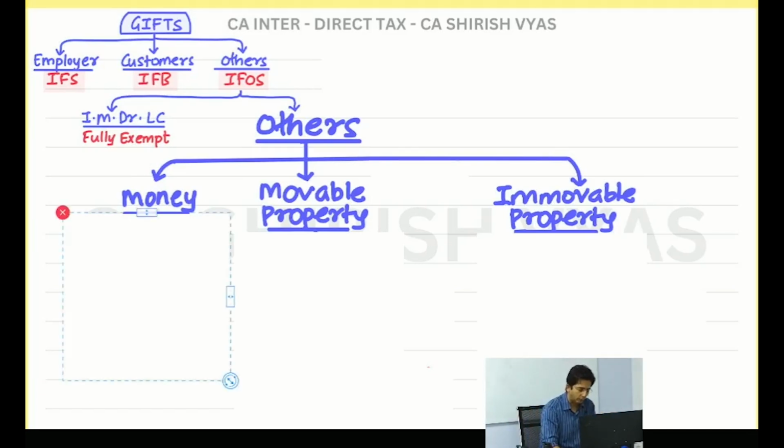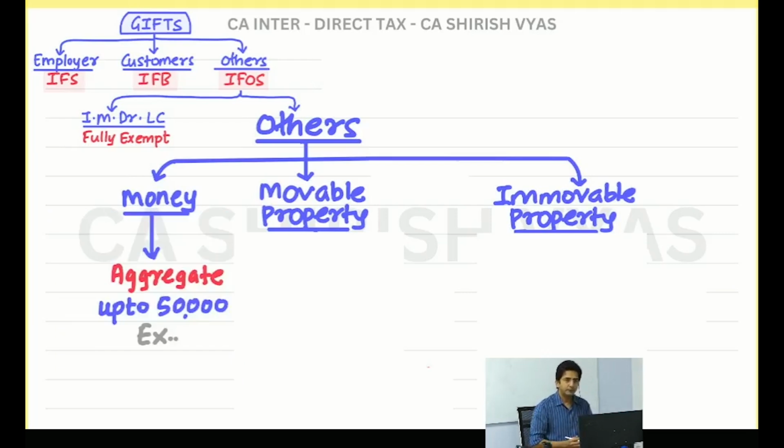See, I have written here, look. 50,000 is the same thing which I am repeating. What was the new thing I said? Aggregation. You have to aggregate all. In the question they do it like this only. They say give from Mr. X 20,000, give from Mr. Y 40,000. Add. From X 20, from Y 40. So 20 plus 40 is 60, which is greater than 50. Fully taxable. So you have to aggregate.